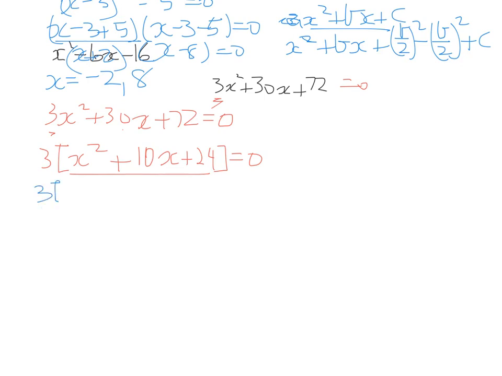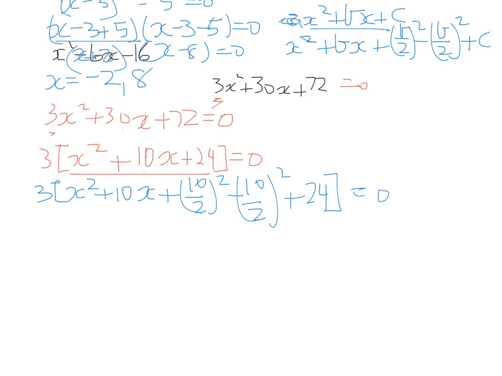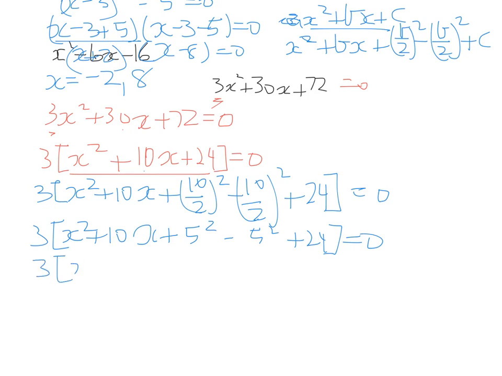So we're going to say 3, we're going to leave that at the front, don't forget that. x squared plus 10x, and then we're going to do plus 10 over 2 all squared, minus 10 over 2 all squared, plus 24, close the bracket, equals 0. 3 times x squared plus 10x, and then 10 over 2 is 5, so plus 5 squared, minus 5 squared, plus 24, still equals 0. So here we'll have 3, and now this will become x plus 5 all squared, and this becomes minus 5 squared, which is negative 25, plus 24, which is minus 1, and that equals 0.